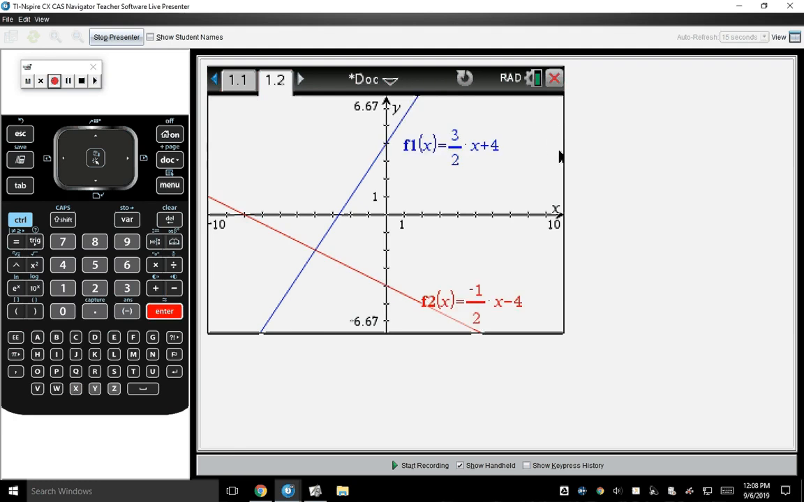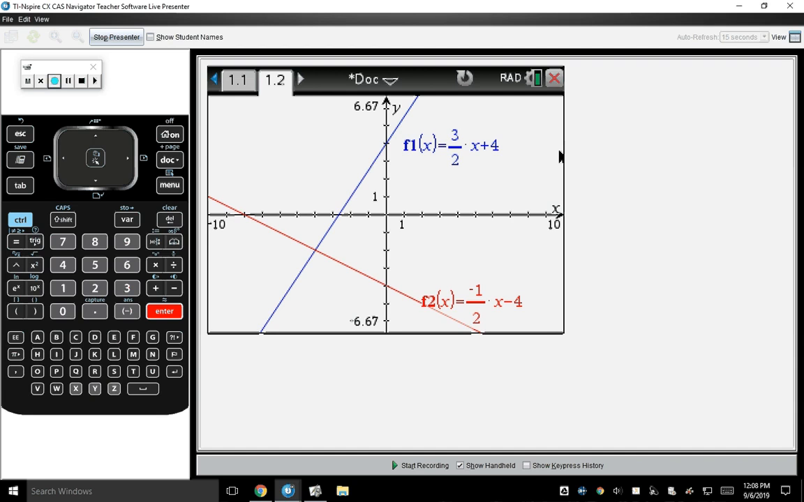How many answers do you see? One. One answer, one solution. One point, one intersection. All those things that we mentioned. Now let's find out what are the x and y coordinates, or what is the x and y coordinate at that point?